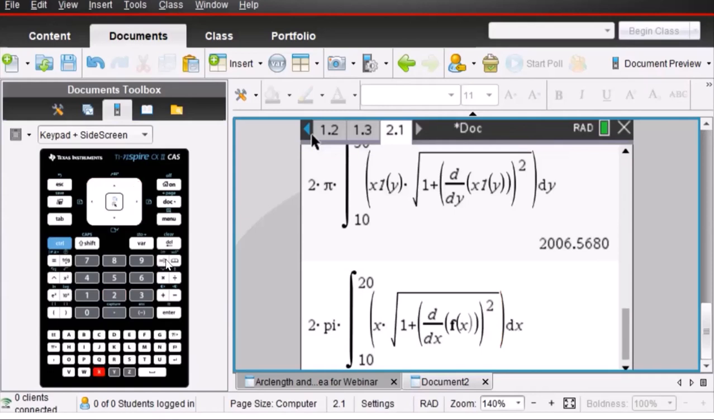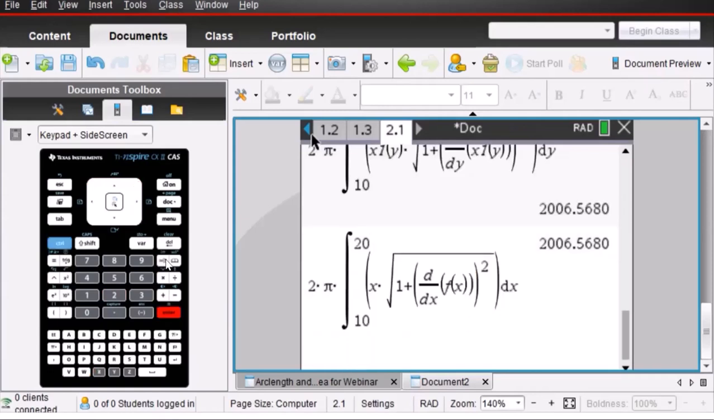And sure enough, what do you think this one's going to be? The same answer. So we've verified that little formula there, when I've got 1 plus dy dx all squared, or we can do it with respect to y.